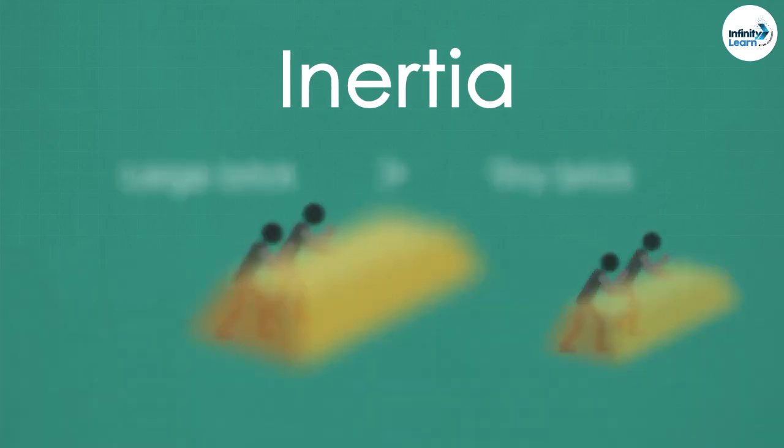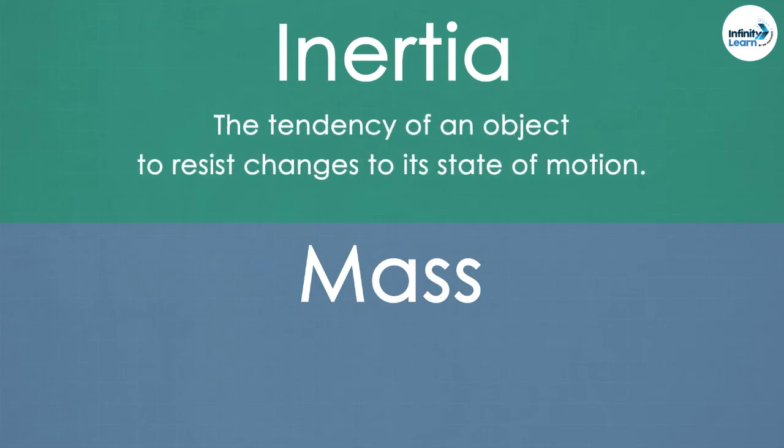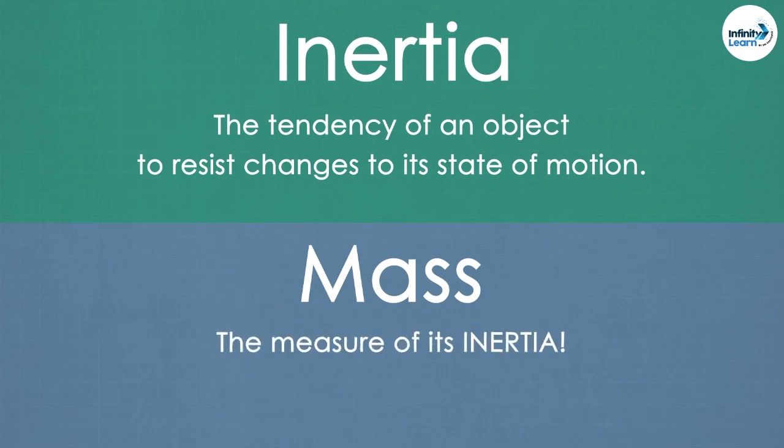How can we relate inertia and mass? Inertia is the tendency of an object to resist changes to its state of motion, and the mass of an object is the measure of its inertia. In the next part of this video, we will understand this relation with a few interesting examples.